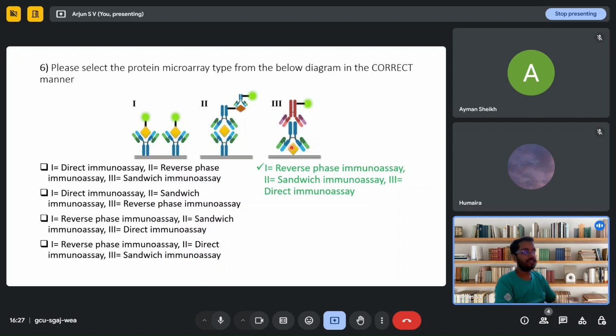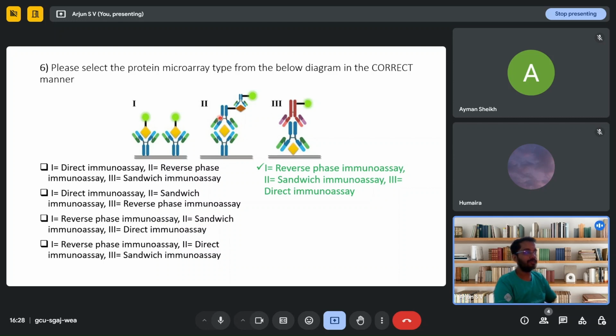So in direct immunoassay, you have your analyte of interest. You produce a primary antibody which can detect the analyte, and then you provide a fluorophore-conjugated secondary antibody to detect the primary antibody. So this is your direct immunoassay.